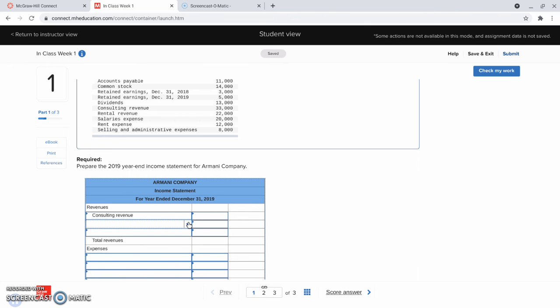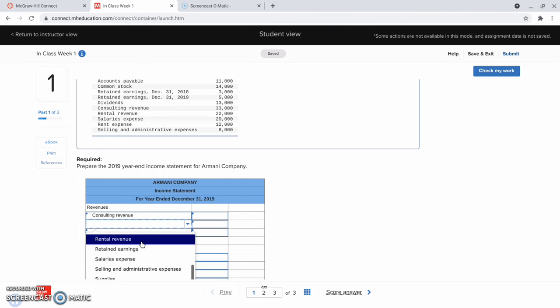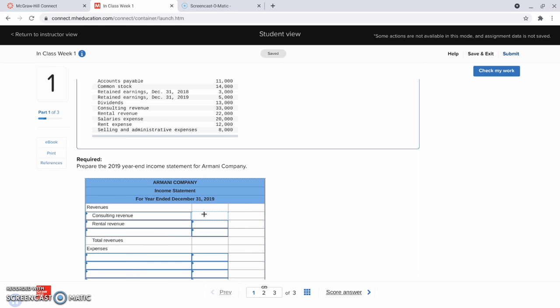And then we have rental revenue. Consulting revenue is $33,000. Rental revenue is $22,000. So we have $55,000 of total revenue.